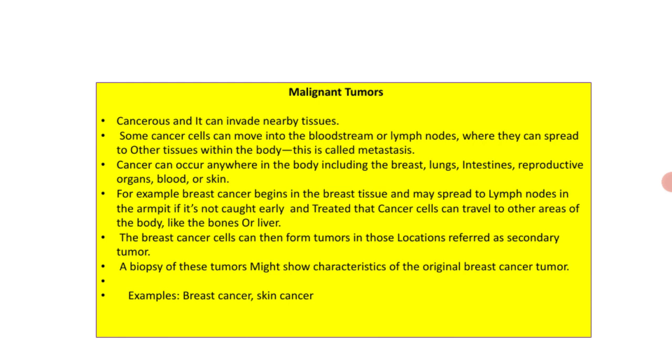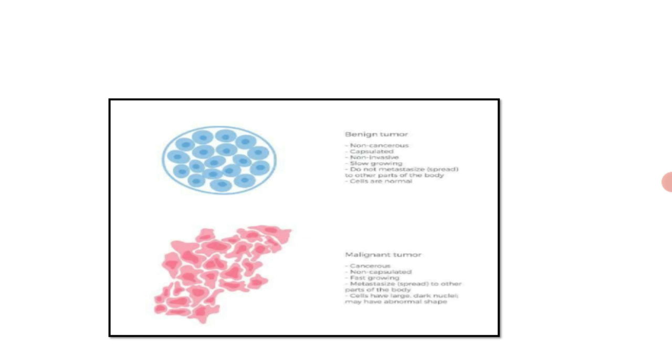If it's not caught early and treated, the cancer cells can travel to other areas of the body like the bones or liver. The breast cancer cells can then form tumors in those locations, referred to as secondary tumors. A biopsy of these tumors might show characteristics of the original breast cancer tumor. Example: breast cancer, skin cancer, etc. And this is a picture of benign tumor, and the second one is malignant tumor and their features.